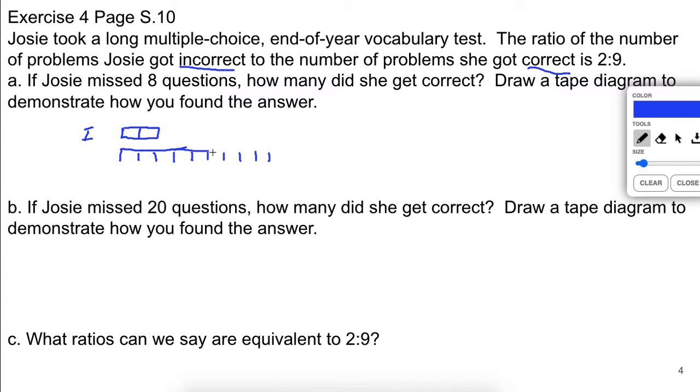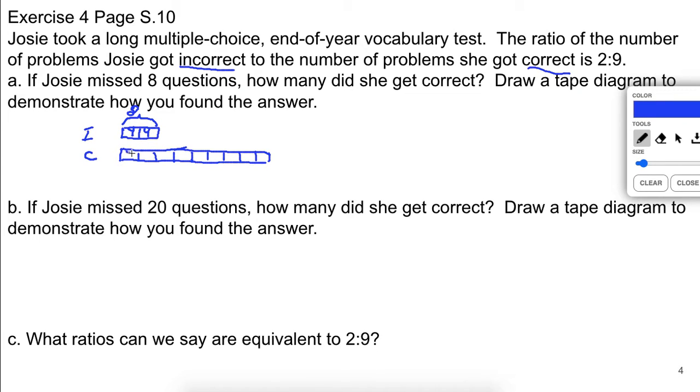I just like to draw my boxes out there like that. Make sure I have them all in there. 1, 2, 3, 4, 5, 6, 7, 8, 9. Okay, and that is correct. So if Josie missed 8 questions, so again, this is the incorrect. What she missed, we know that is 8. So that is 8 there. So if we divide 8 by 2, that means each box is just 4, isn't it?